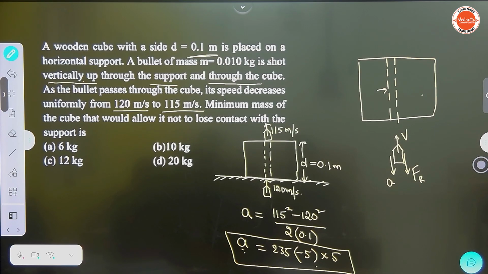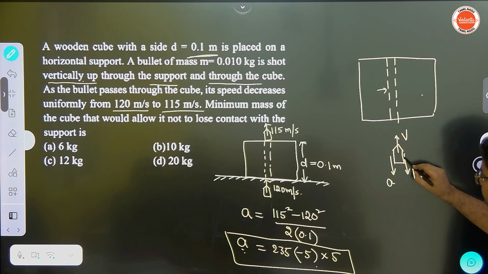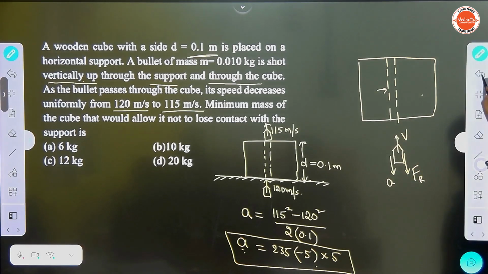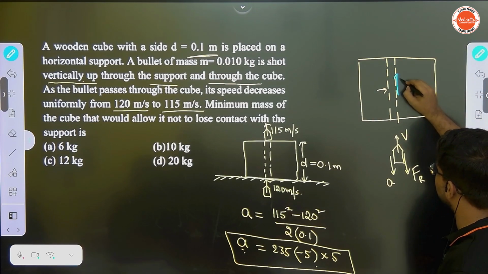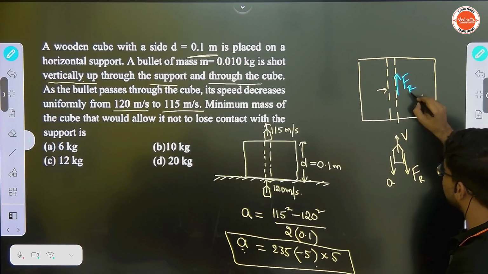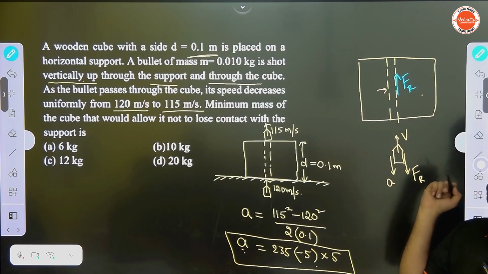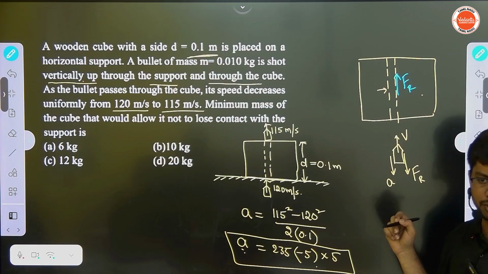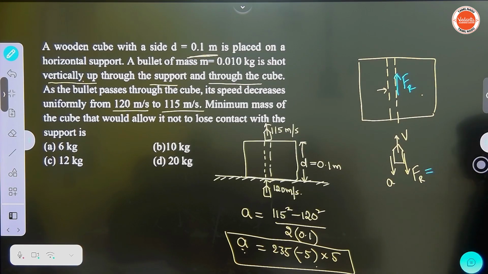Correct or not? Right? This block is actually applying some resistance force in the downward direction, and from Newton's laws, you can say that an equal and opposite amount of resistance force will be applied. Will this bullet also apply it on the block? Getting the point, right? Now, what is your resistance force over here equal to?